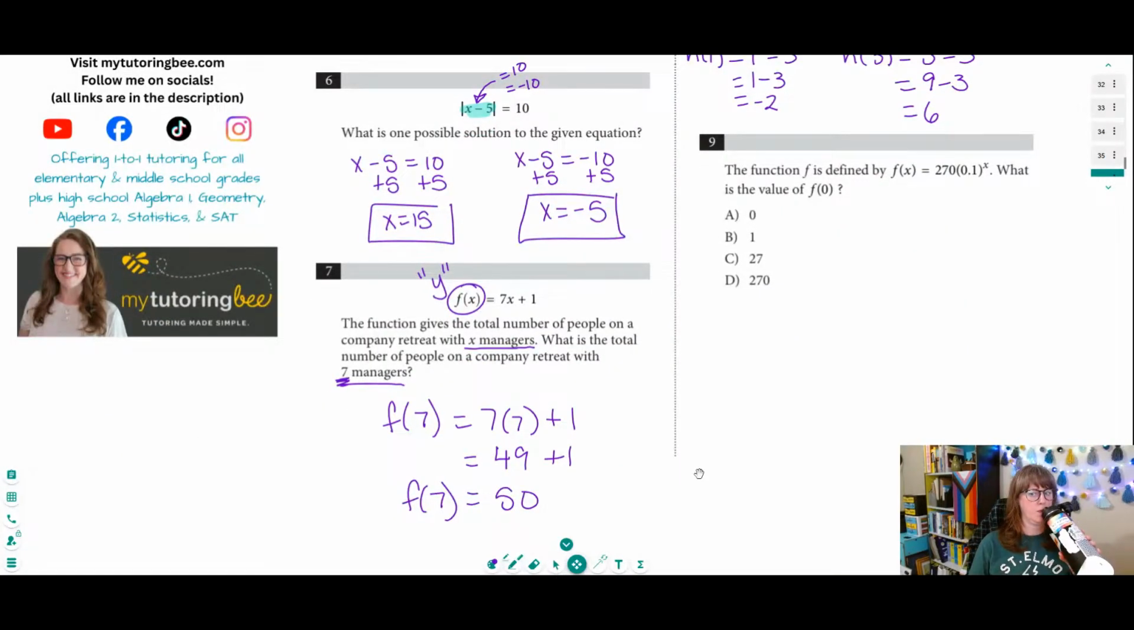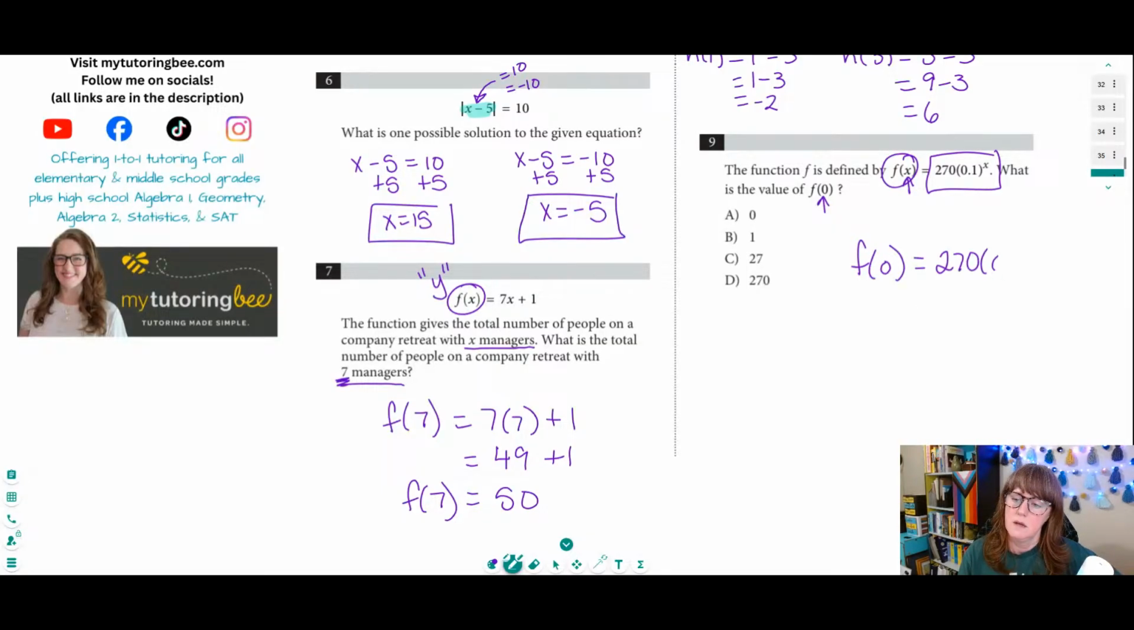Alright, last one. A lot of functions in here. The function f is defined by f of x equals 270 times 0.1 to the x power. What is the value of f of 0? So, notice they didn't say when x equals 0, but that is what this question is asking for. Whenever they've replaced x with a number, that's what they want you to do in this other side of the equation. So we wanna know what f of 0 is, and so instead of x as the exponent, we're substituting in 0 for x.